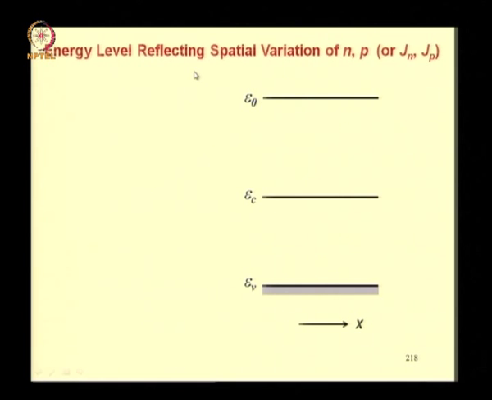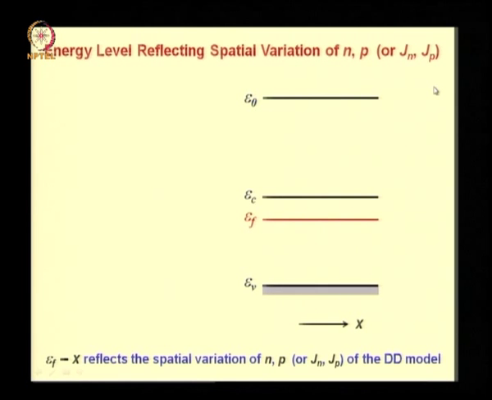Now once we are familiarized with these levels E naught, EC and EV, let us now add more energy levels. First, we consider energy level reflecting spatial variation of electron and hole concentrations, or equivalently electron and hole current densities. Under equilibrium, this energy level is the Fermi level. EF as a function of x reflects the spatial variation of n, p or jn, jp of the drift diffusion model. Now let us see how it reflects this information.